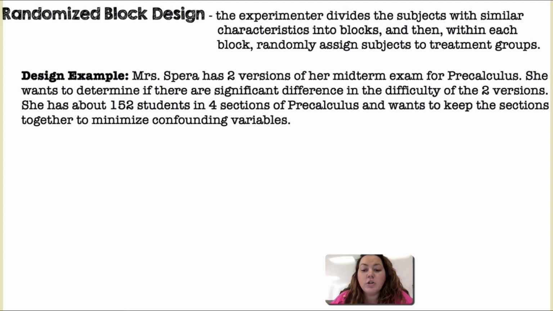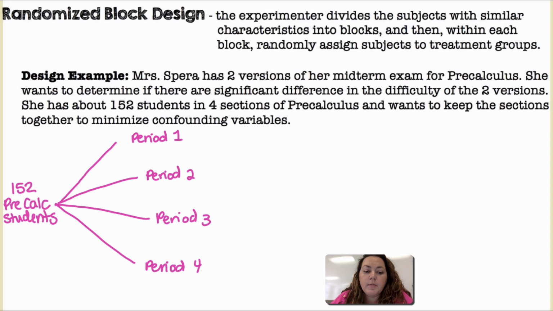Miss Sparrow has 2 versions of her midterm exam for pre-calculus. She wants to determine if there is any significant difference in the difficulty of the 2 versions. She has about 152 students in 4 sections of pre-calc and wants to keep the sections together to minimize confounding variables. All right, so we're going to start with 152 pre-calc students, and we know she has 4 sections, so we're going to break that off into period 1, period 2, period 3, and period 4.